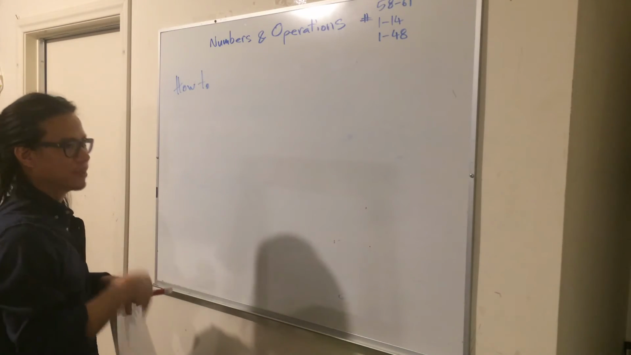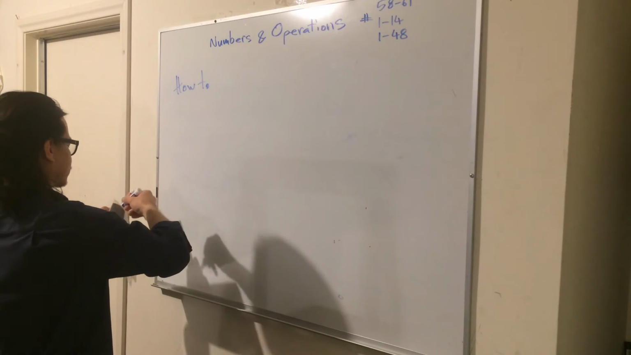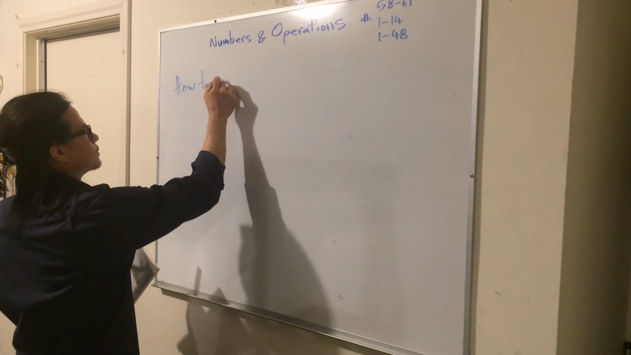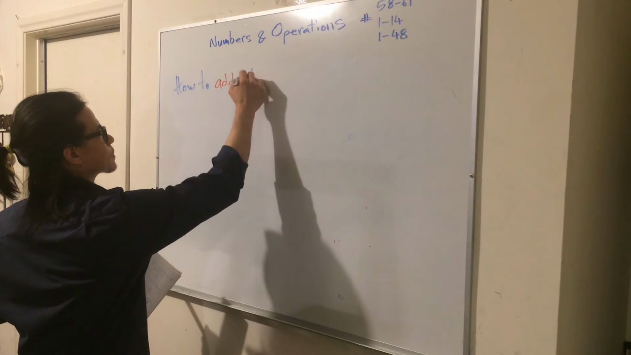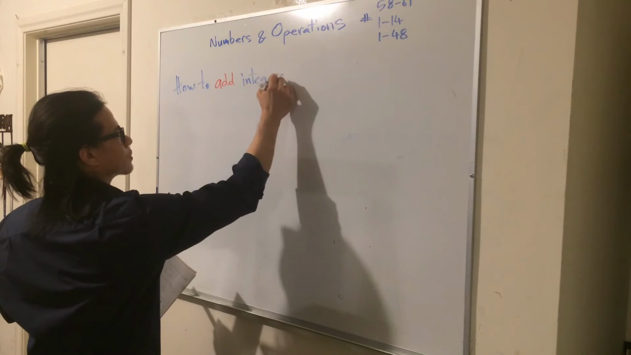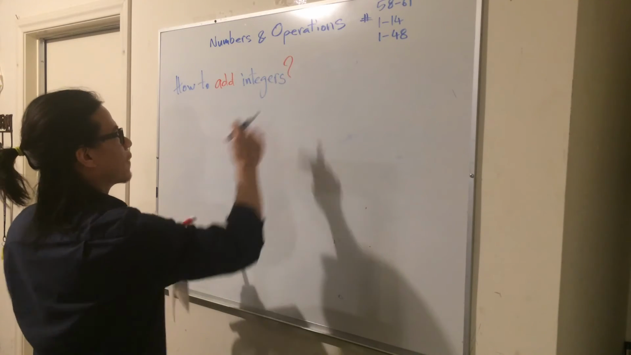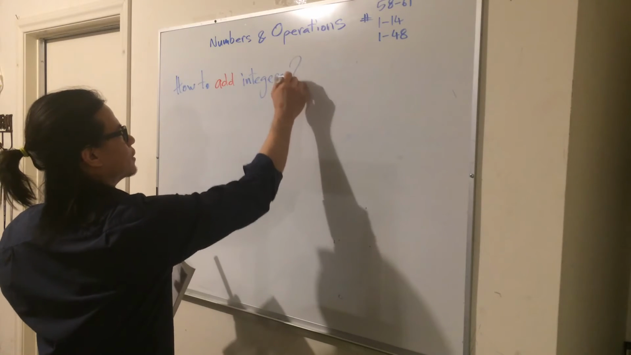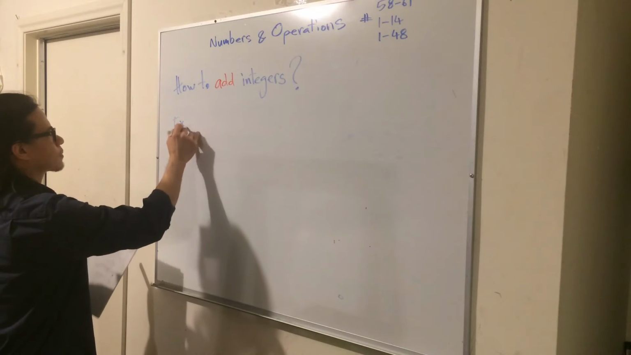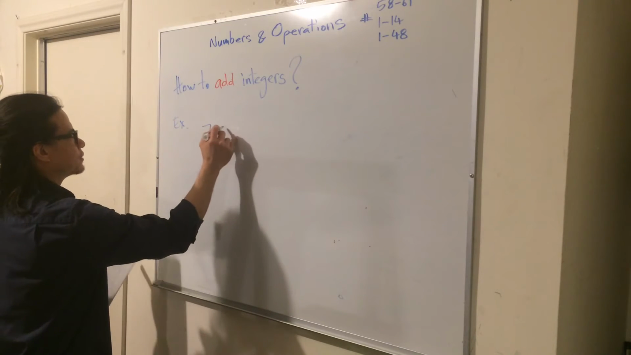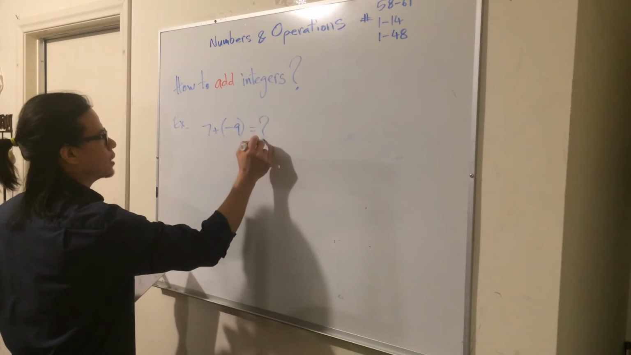Integers could be positive or negative numbers. So let's look at addition first. So for example, 7 plus negative 9 in parentheses equals what?